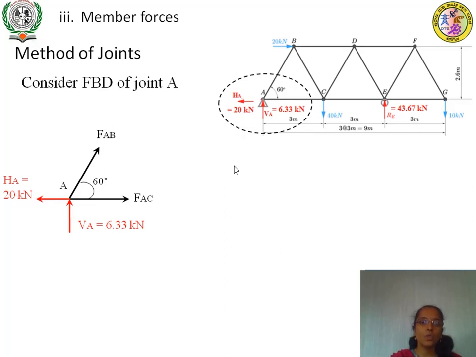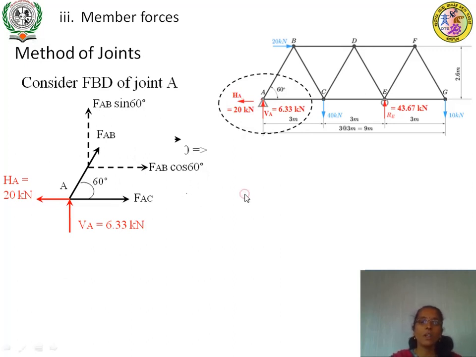To apply those equilibrium conditions, we have to resolve this inclined force along X and Y directions. What are the resolved components? FAB is making an angle of 60 degrees with respect to horizontal. Therefore the horizontal component is FAB cos 60 and the vertical component is FAB sin 60.